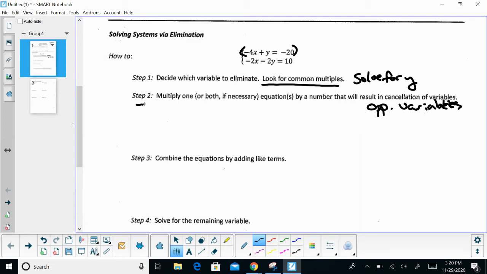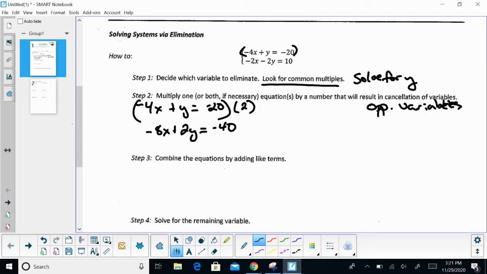So I'll have negative 4x plus y equals negative 20. And I'm going to multiply that by 2. That would give me negative 8x plus 2y equals negative 40, which gives me opposite coefficients. This leads me to step 3.